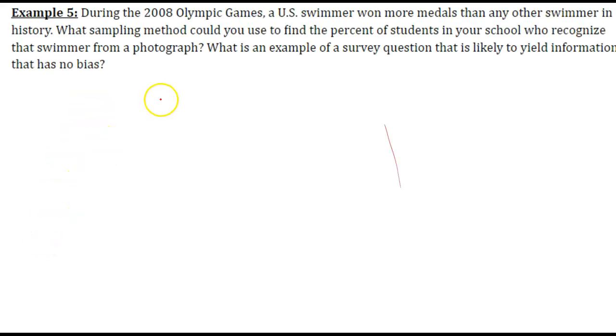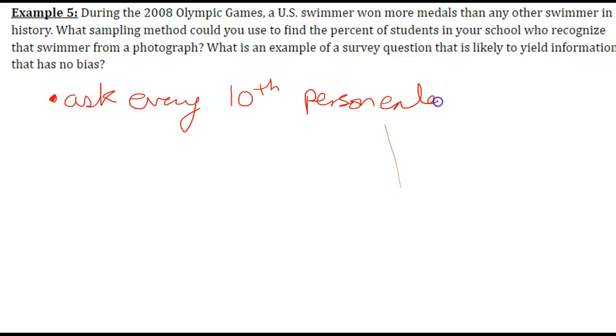So if we're looking at the percentage of students in school who recognize the swimmer, what is a method to find that? We could ask every 10th person entering the school. And I want to know a survey question that would likely have no bias.